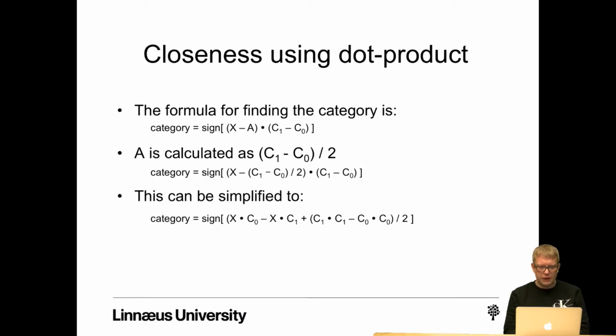And the formula for finding the category is the sign of (x minus a) dot (C1 minus C0). Since a is calculated as (C1 minus C0) divided by 2, we can then say that the formula for finding the category is the sign of (x minus (C1 minus C0) divided by 2) dot (C1 minus C0). And this can be simplified to: the category equals the sign of x dot C0 minus x dot C1 plus (C1 dot C1 minus C0 dot C0) divided by 2.